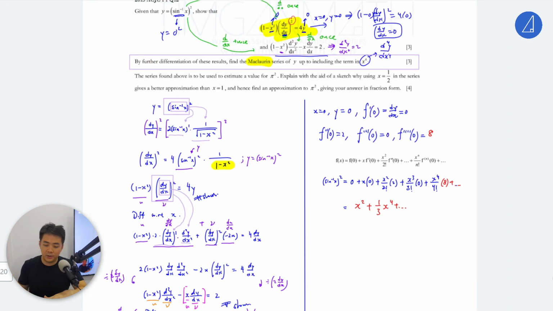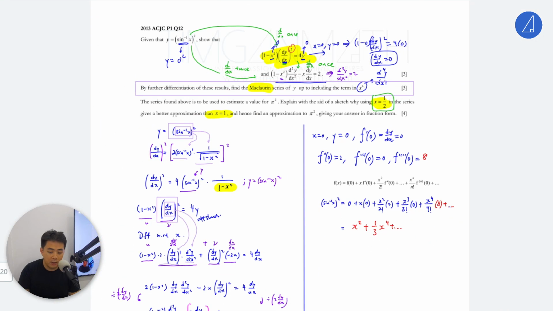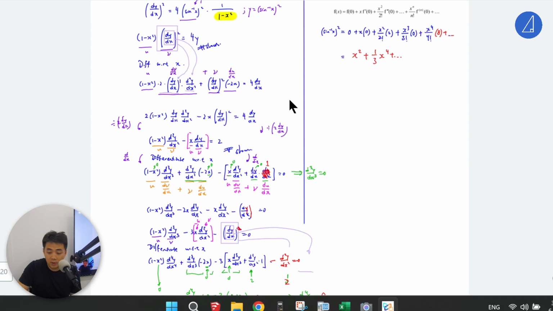Because it's an estimation, right? The series is to find pi square. Explain why the 8 over sketch using x equals a half gives a better approximation. So obviously this is closer to 0, so this would be a better approximation, but they want you to explain. So let's try to understand this.